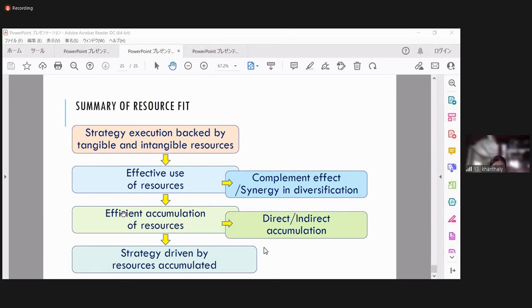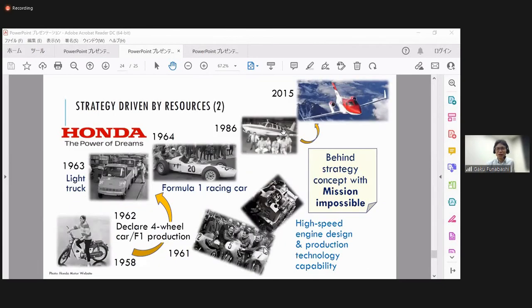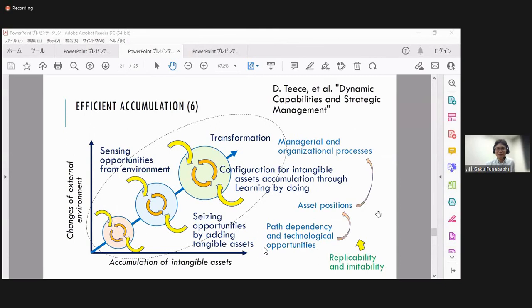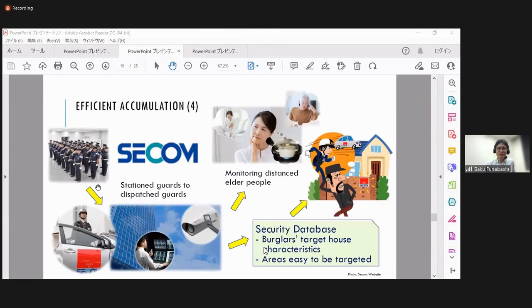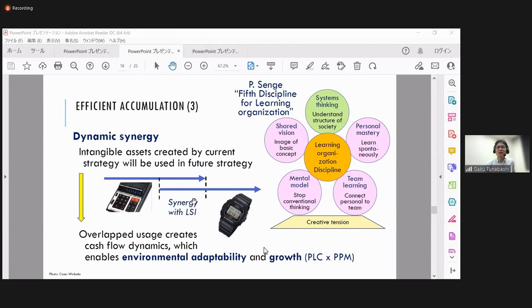Okay, and now you understand what I tried to say with Honda's Mission Impossible. It was not Tom Cruise, but it was Mr. Honda in this Mission Impossible. And dynamic capabilities, dynamic synergies, always why we use the word dynamic, because the company, the organization, needs to improve continuously, not only at one time, but improve continuously.